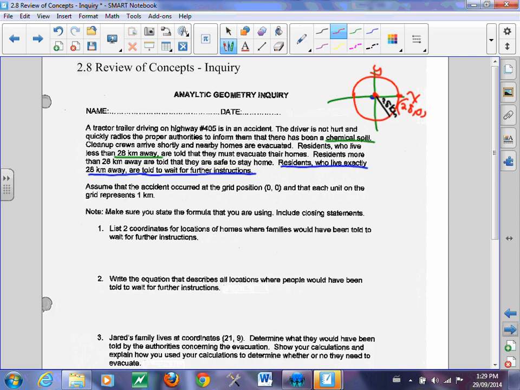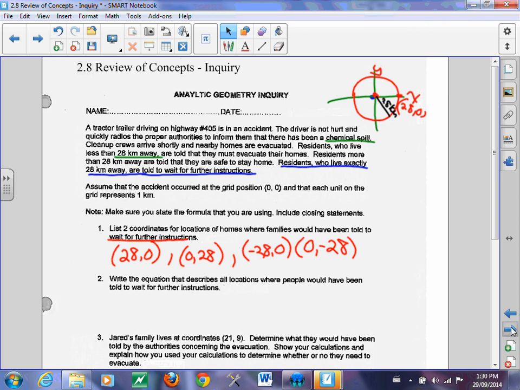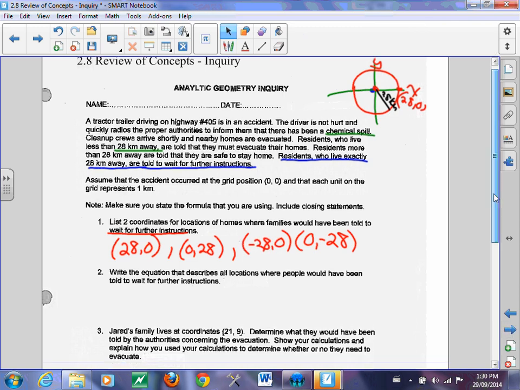So that's on the circle, right? So let's just look up at our diagram right away. We already know we've got 28 and 0. We could also do 0 and 28. If I ask you for 2 more, you could also tell me negative 28 and 0, or 0 and negative 28. Any of those 2 would be perfect. You could also sub in values and find more, but those are the easy ones, right? The ones that are at your axes.